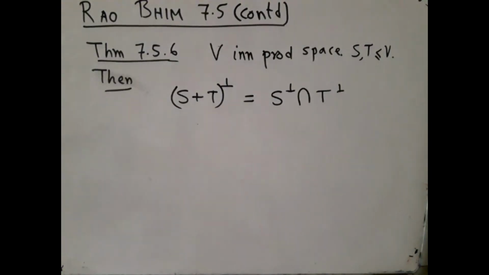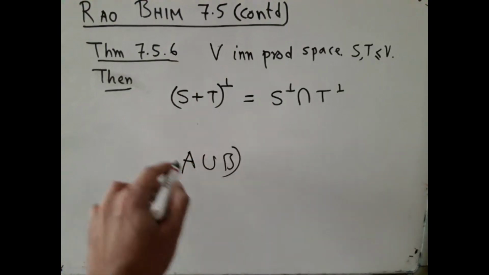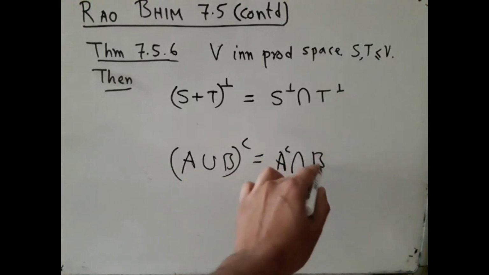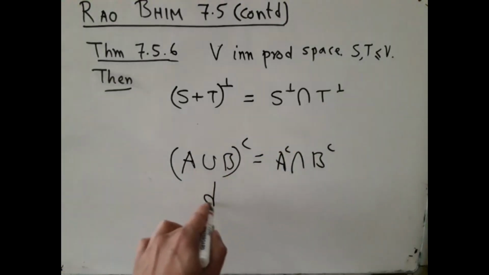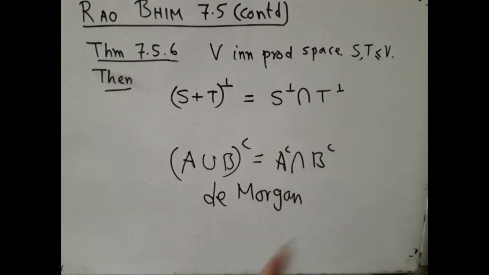I hope you have noticed that this is very much like the De Morgan result from usual set theory, where we have union, and this is the usual complement. So A union B whole complement is A complement intersection B complement. That is what is called one of the two De Morgan's laws.